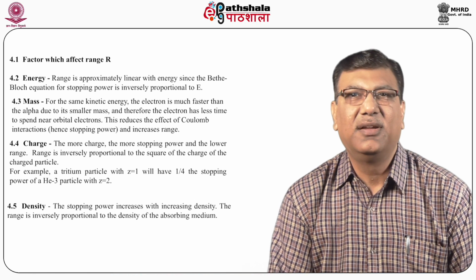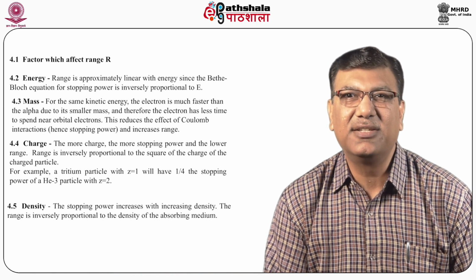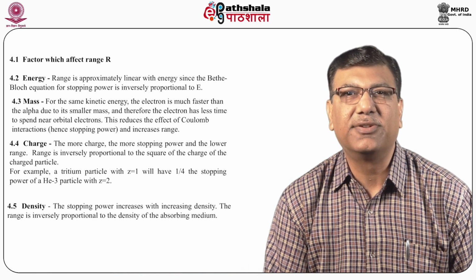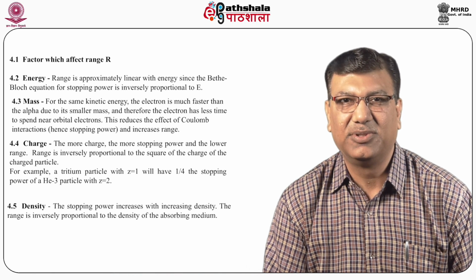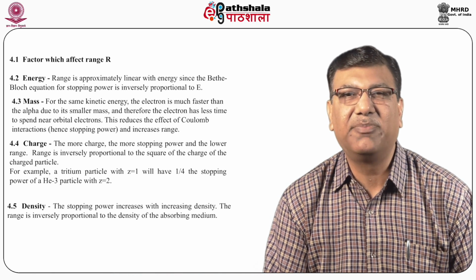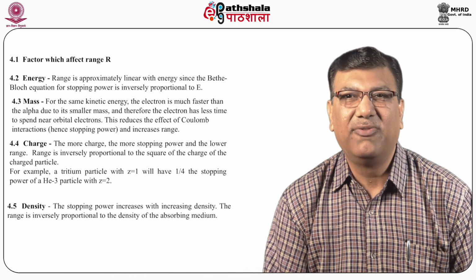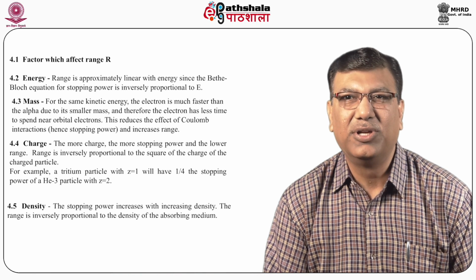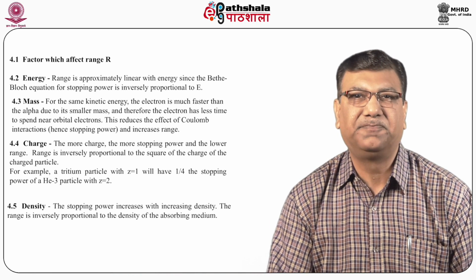The third parameter which affects the range is charge. The more charge, the more stopping power and the lower the range. Range is inversely proportional to the square of the charge of the particle. For example, a tritium particle with Z equal to 1 will have one fourth the stopping power of helium-3 particles with Z equal to 2.